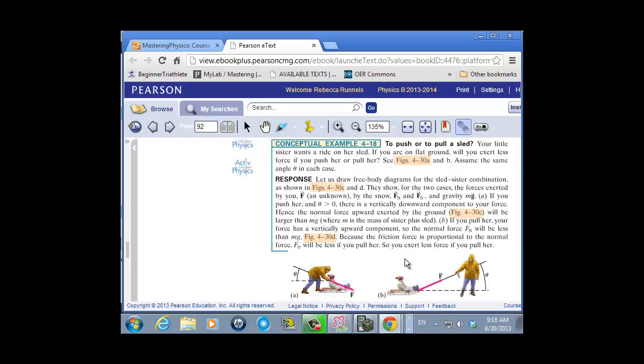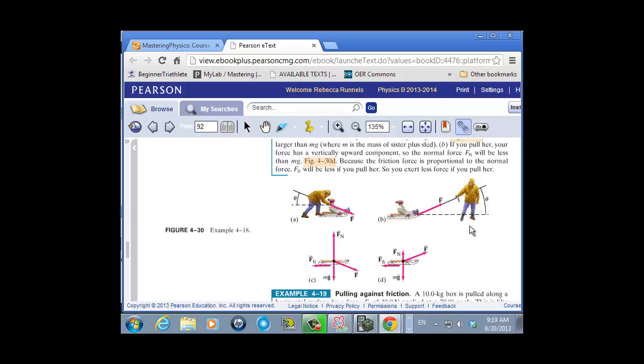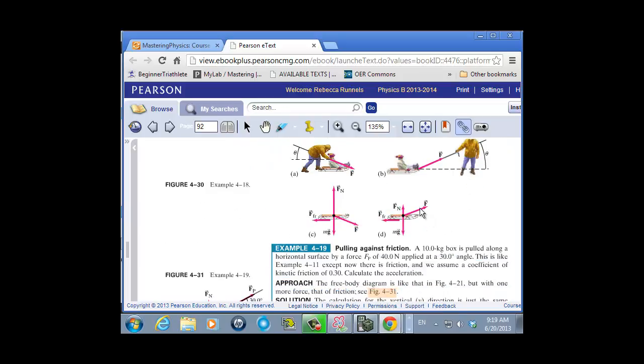So if we push down, we're adding a component that's pushing into the ground, and so that is going to make the normal force bigger and make friction bigger. So we'd have to apply a bigger force if we're pushing and a smaller force if we're pulling, because if we're pulling, what are we doing to the normal force? Reducing it by essentially making the object lighter. Yeah, we're reducing it because we're reducing the force between the two surfaces.